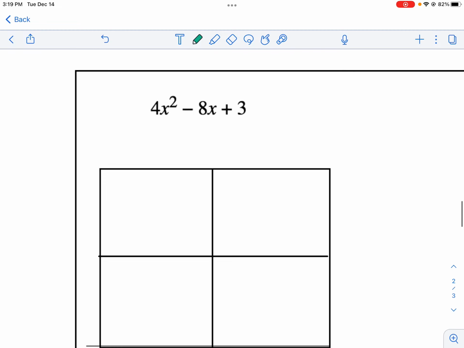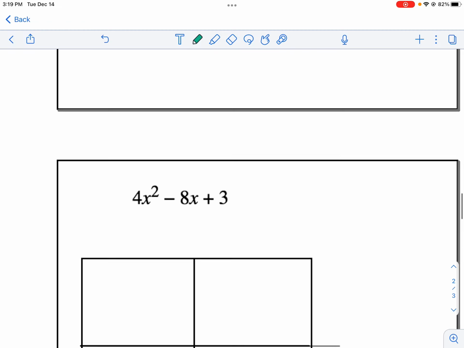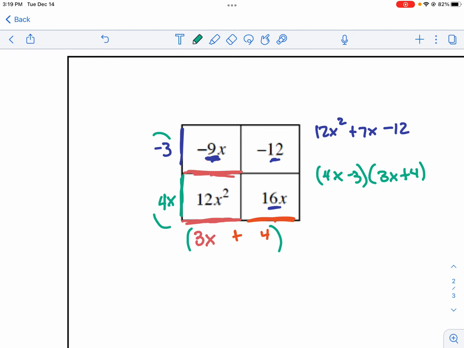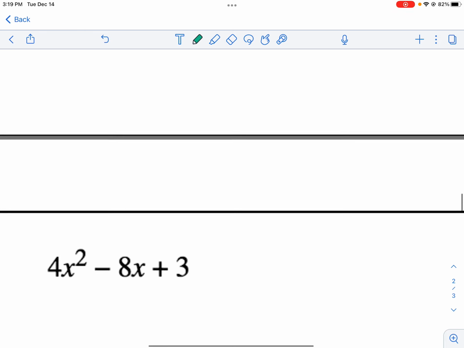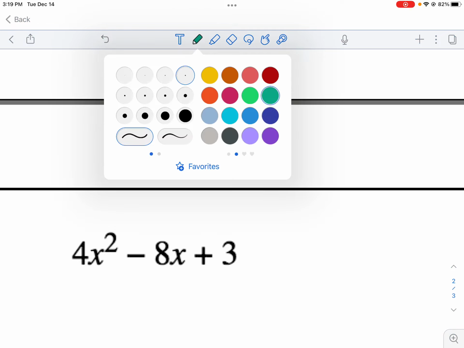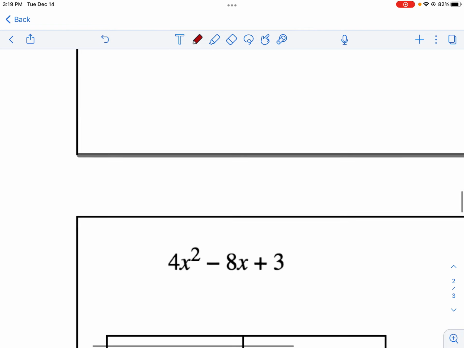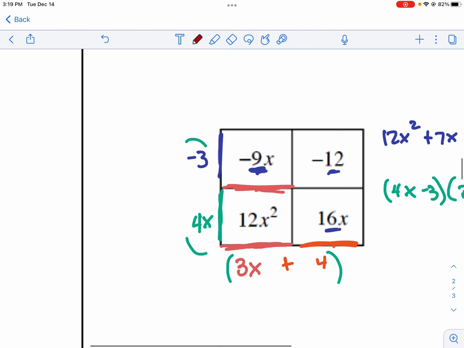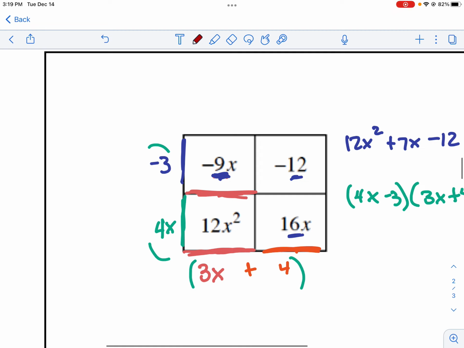So let's start a problem from the top, right? Because you're not just going to be given this already set up. The problem's going to look like this, and it's going to say factor 4x squared minus 8x plus 3. And this is how you set up your box. It is so similar to the AC method or the grouping method.